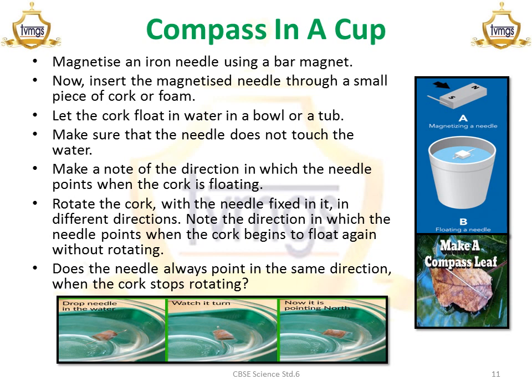Make a note of the direction in which the needle points when the cork is floating. Rotate the cork with the needle fixed in it in different directions. Note the directions in which the needle points when the cork begins to float again without rotating. Does the needle always point in the same direction when the cork stops rotating? Note it. You will notice that the needle will always point towards the north, as it is a basic property of magnets to face the north and align themselves in a north-south direction when they are freely suspended.